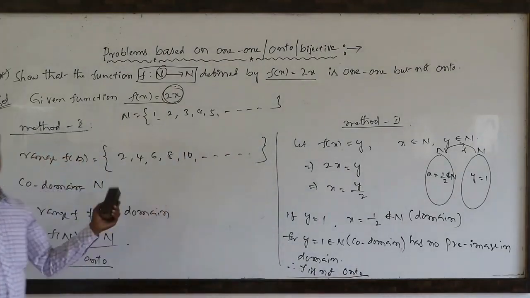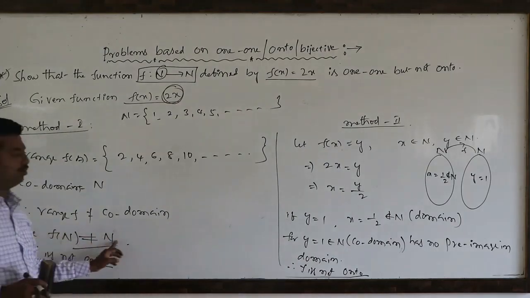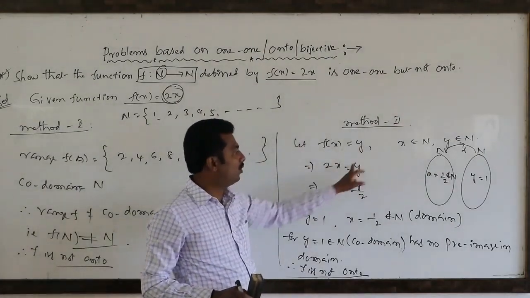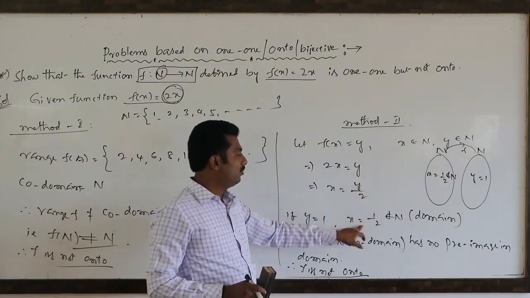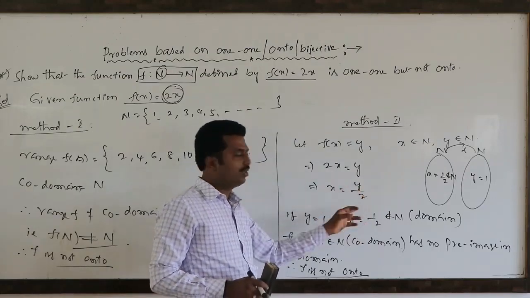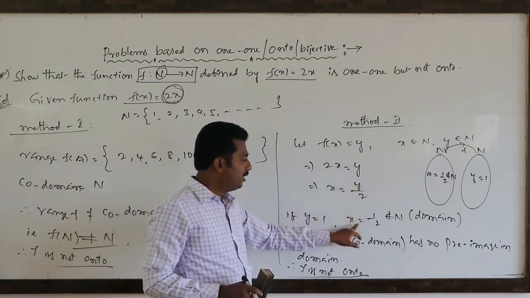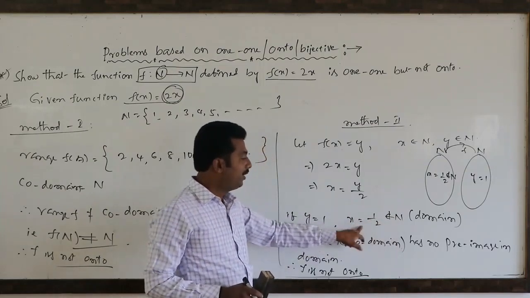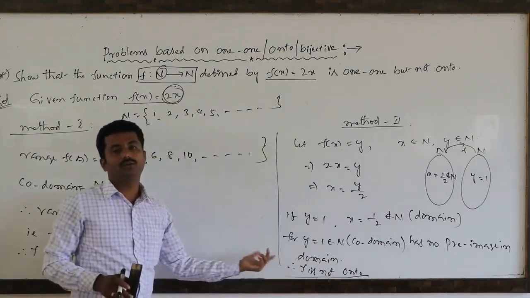So, like these two methods we have to identify. Method 1 means range is not equal to codomain or range is equal to codomain. The second method means we have to assume f of x equal to y, x as a subject. Then we verify any one y value, randomly any one number from the codomain. If you substitute here x will come. Whether this x value is in domain or not, we have to identify. If it does not belong to domain, then that is not an onto function.